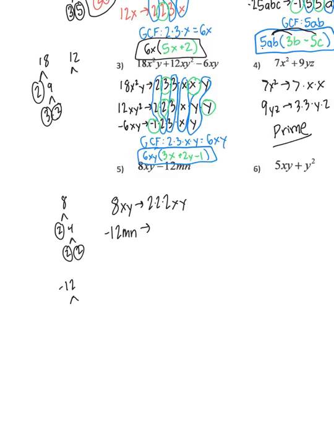Negative 12 breaks into negative 1 and 12. 12 breaks into 2 and 6, and 6 breaks into 2 and 3. So I get negative 1 times 2 times 2 times 3, mn.